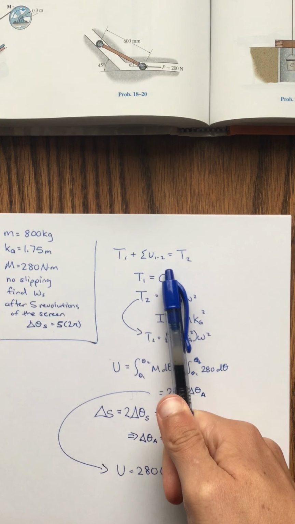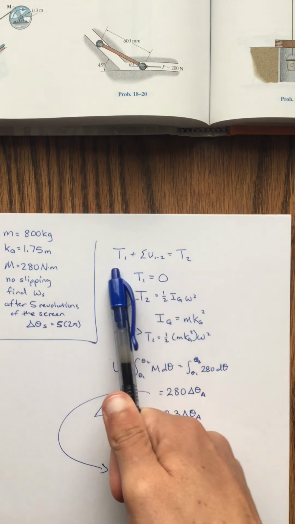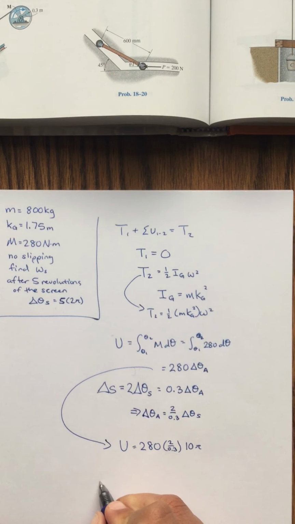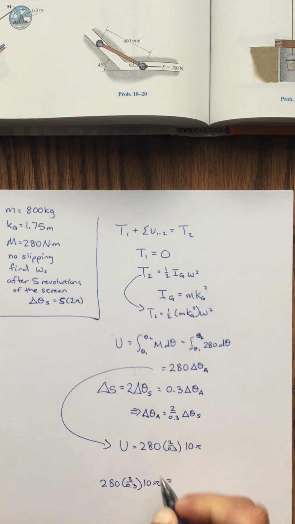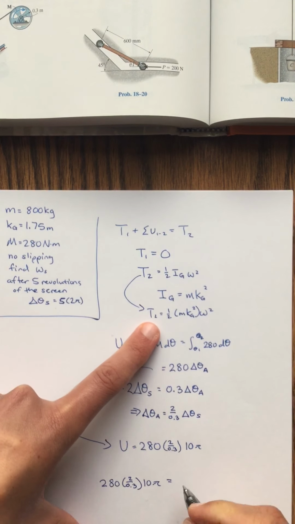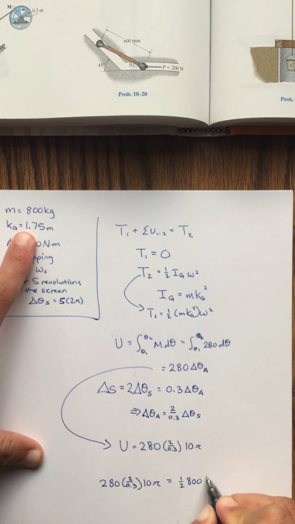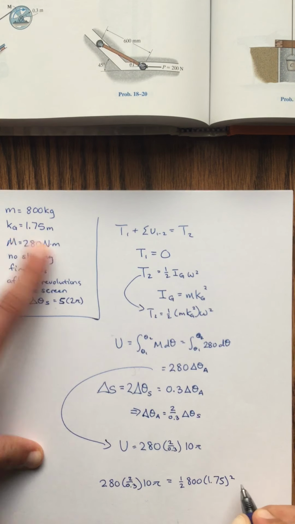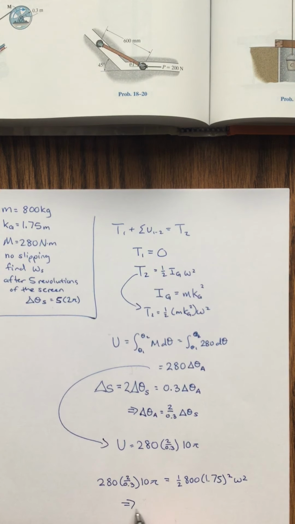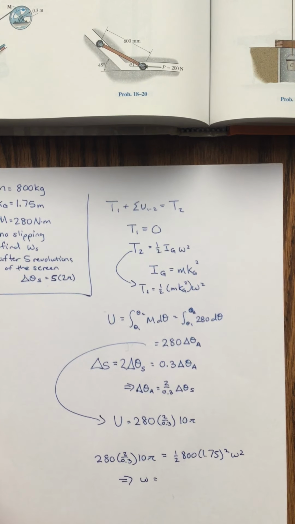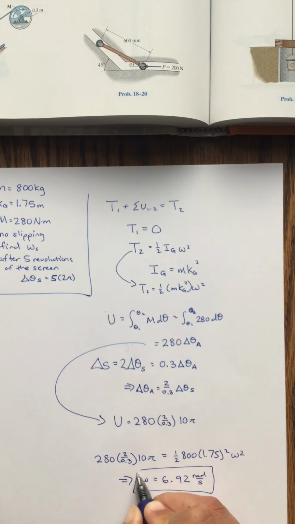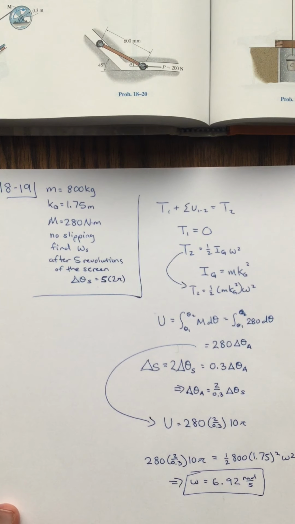Okay, now I can go back to my work energy relationship here, and I have T1 is equal to 0. My work is equal to 280 times 2 divided by 0.3 times 10 times pi, and that's equal to T2, which is 1/2 times the mass, which is 800, times the radius of gyration squared, which is 1.75 squared, times omega squared. And then we can solve for omega, and you should get 6.92 radians per second for your answer. And that concludes problem 19.